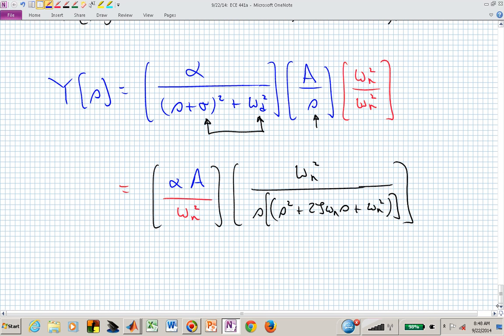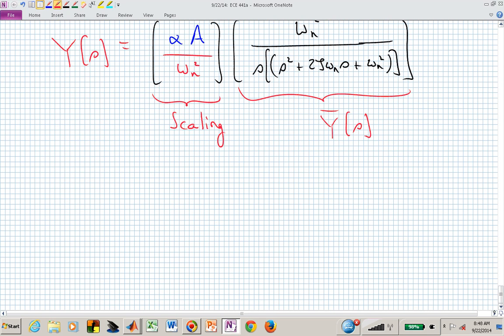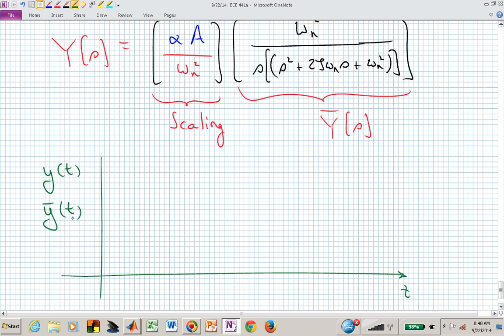And all of my dynamic information is actually contained right here, and I'm going to call that Y bar of s. That expression is going to be easier to work with. This piece is just a scaling. Meaning, I could now sketch, may not be very accurate, but I could sketch y of t and y bar of t. And what will they look like?